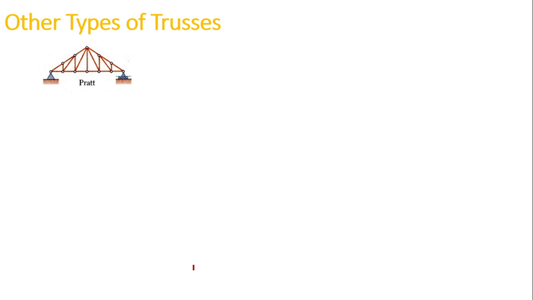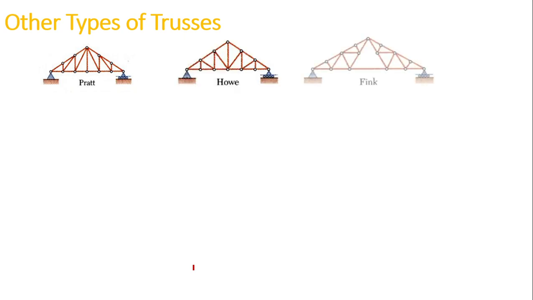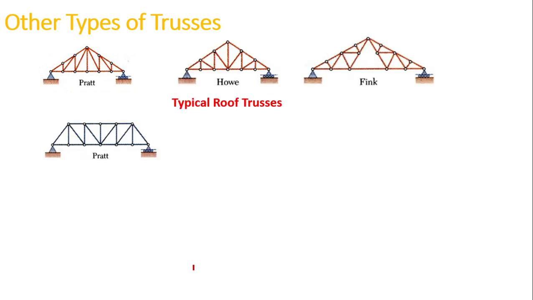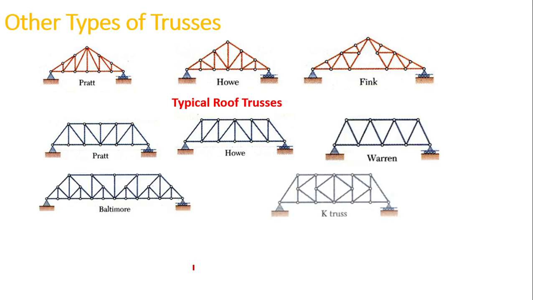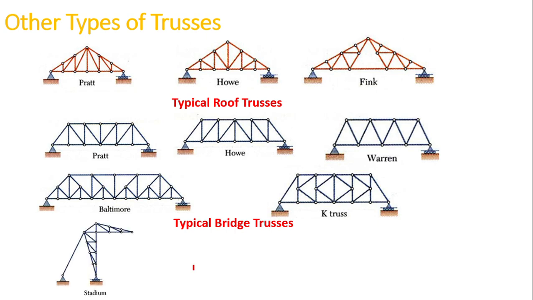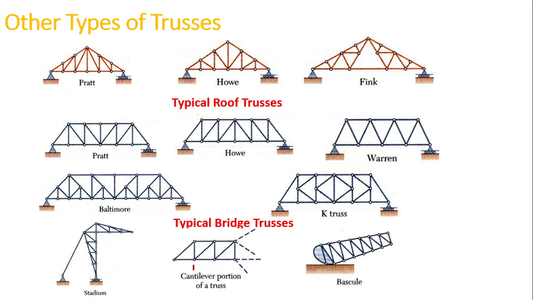So these are the other types of trusses. We have Pratt, Howe, Fink, yan, example pa rin yan. So Warren. So we have Baltimore truss. So yan yung mga typical na ginagamit sa bridge truss. Stadium, cantilever portion of a truss, and bascule.